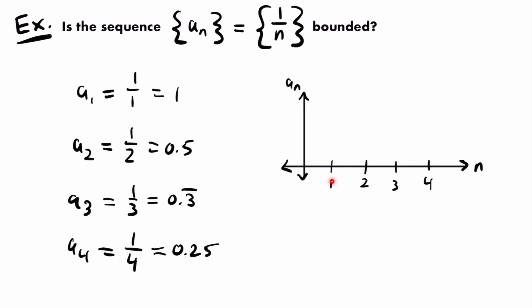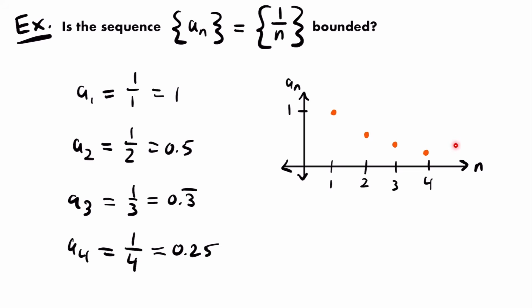Now, when n is equal to 1, the value is equal to 1. That is the value of our term. So that will be our first term. Then when n is equal to 2, we have 0.5. So that will be our next term. Then when n equals 3, we have 0.3 repeating. And so that'll be right about here somewhere. And then when n is equal to 4, it's equal to 0.25, which will be right about here.